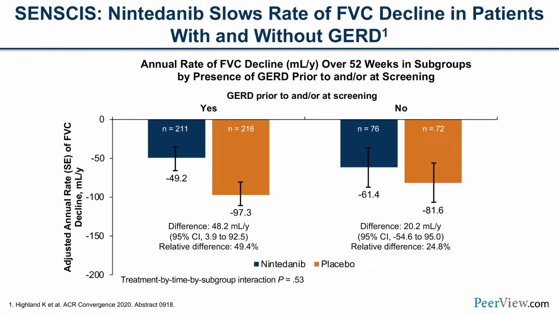So let's look at the subgroup of patients with reflux. How did they fare with Nintedanib treatment? Well, interestingly enough, the treatment group that had reflux did very well. There was concern that maybe reflux on top of this may actually end up hampering the effects of Nintedanib, but the case was actually just the opposite, with a relative difference between the treatment groups in forced vital capacity decline of 49% in those who had reflux versus 24.8% in those who didn't have reflux, with the Nintedanib group faring significantly better than those who were on placebo.